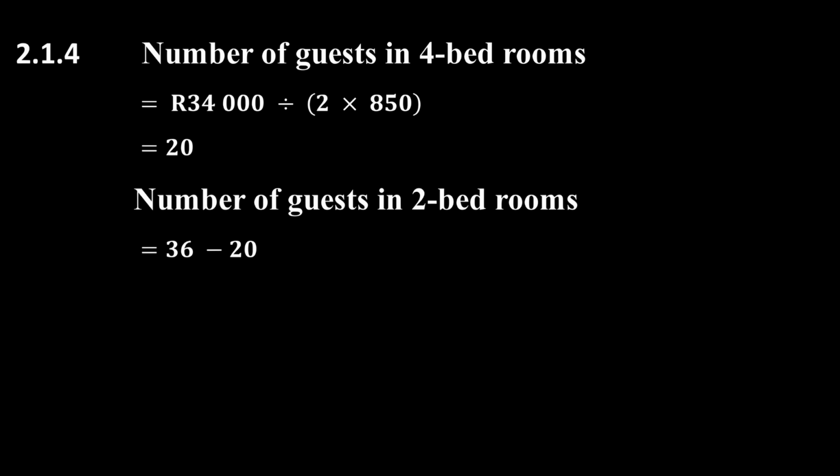The number of people in the 2-bedroom accommodation can be calculated by finding the difference between the total number of guests of 36 and the number of guests staying in the 4-bedroom accommodation of 20, and this equals 16 guests. So the ratio of 2-bedroom to 4-bedroom guests can be written as 16 to 20. Dividing both sides by 4, which is the highest common factor, will give us a simplified ratio of 4 to 5.